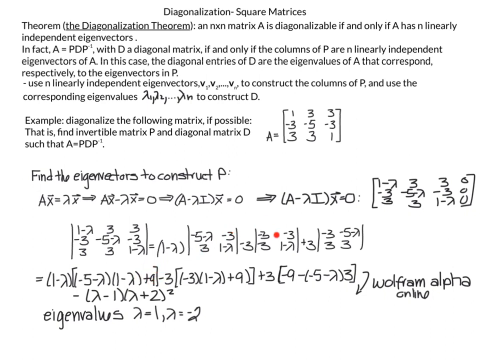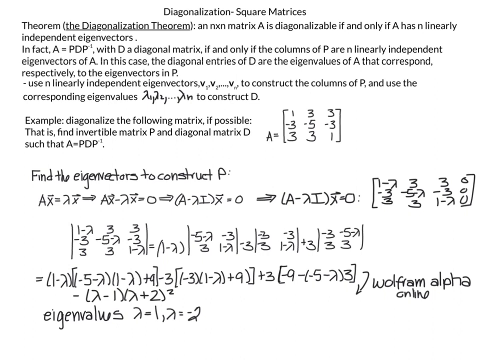I have my negative 3 cross multiplying negative 3 times 1 minus lambda, minus the cross multiplication of negative 9, so I get a positive 9. Finally 3, and then my minus 3 times 3 is minus 9, and then minus 5 minus lambda times 3. And then to get this expression over here, I used Wolfram Alpha online.